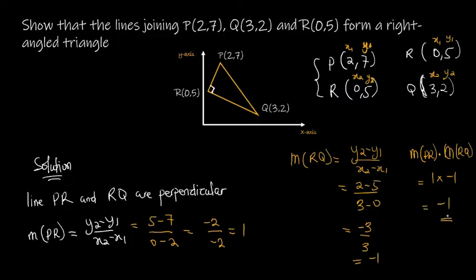So because we have -1, it shows that the line PR and the line RQ are perpendicular to each other, and therefore all these 3 points join together to form a right angled triangle.